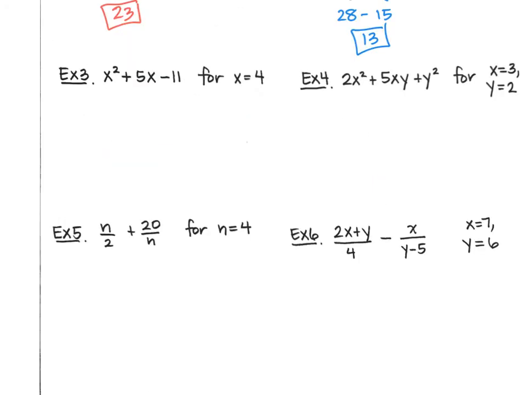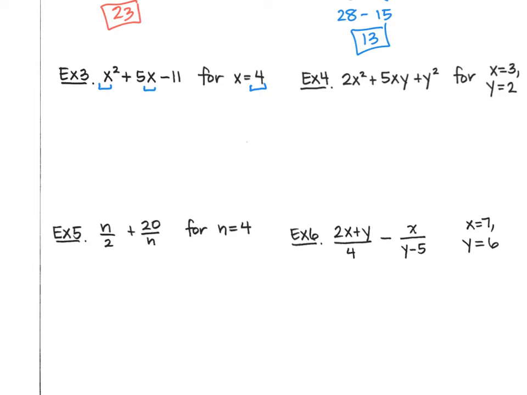Okay, go ahead and copy example 3. Pause if you need to. For example 3, it says x squared plus 5x minus 11 for x equals 4. So I know that everywhere I see an x, I'm going to substitute in 4. Okay, so I see x here, and I see an x here. So both locations I need to substitute 4.